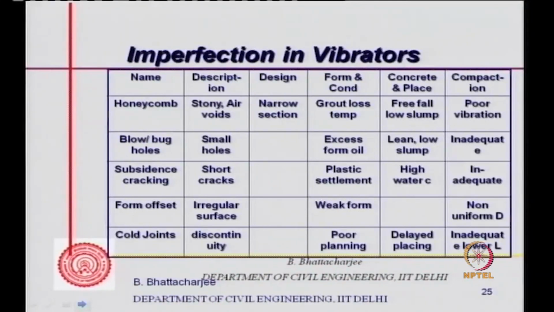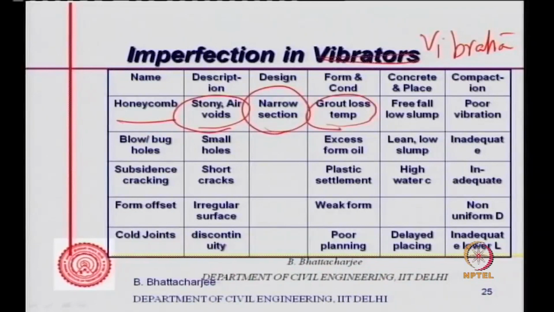Right. Now, imperfection in vibrations, honeycombing. Actually, it should be imperfection due to poor vibration, essentially. So in vibration, you can say concrete vibration, honeycombing occurs if you have not done the vibration properly. It will have stony and air voids. It can generally happen in narrow sections, and grout loss can also cause this if the forms are not joined properly. Free fall, low slump concrete, this is a concrete type, and poor vibration can result in this.